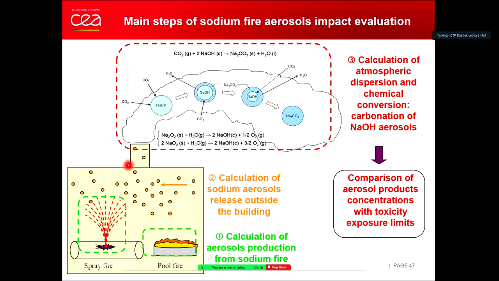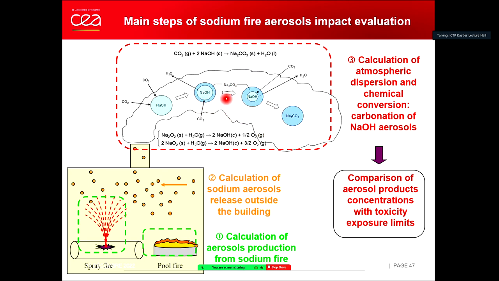What is important to know is that very soon you produce sodium peroxide. You produce sodium hydroxide because of the humidity. And you also have carbonation. You have carbon dioxide in the air, and so this is a positive effect, the only positive effect, of the carbonation of aerosols. It means, if you have a safety assessment of the release of these aerosols in the atmosphere, thanks to the high CO2 content in the air, 400 ppm currently in the atmosphere, you convert very quickly the sodium hydroxide into sodium carbonate. And so it's important for that.